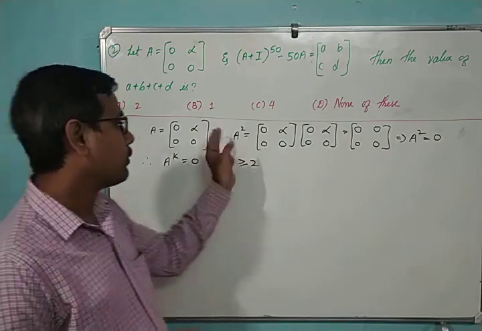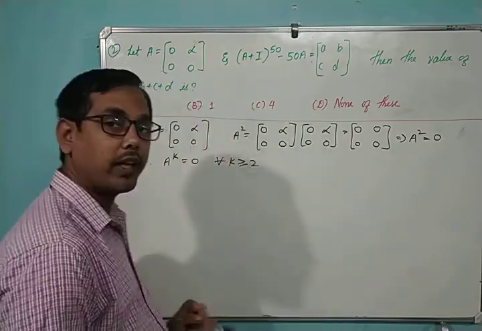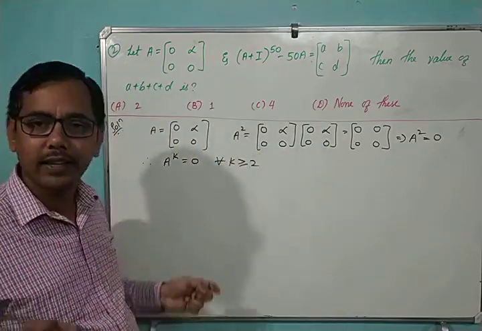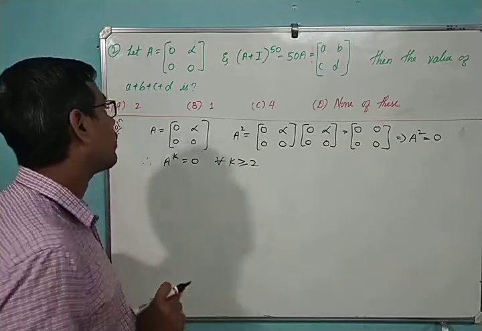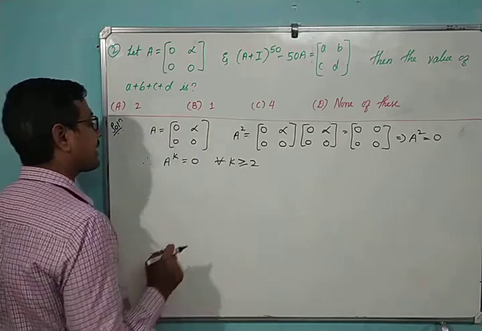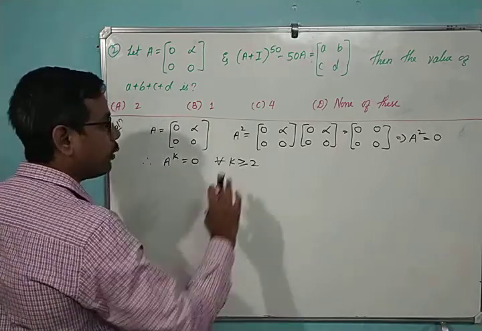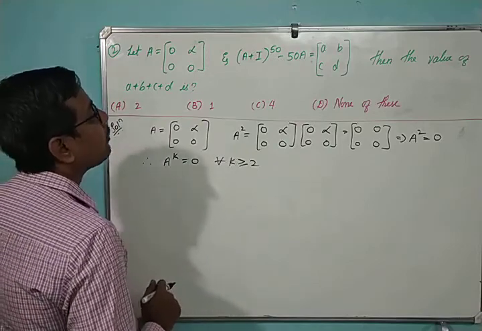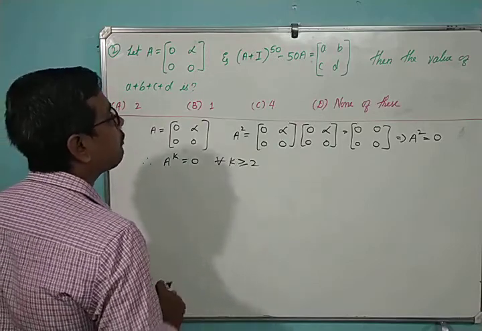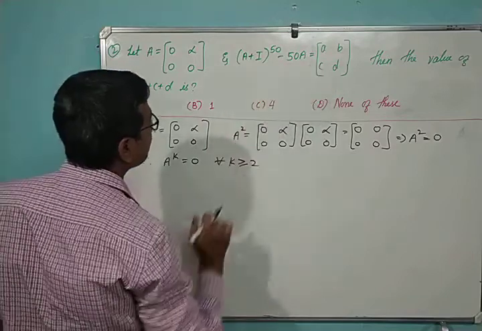When k is 2, we have seen it becomes A square, that is 0. A cube is 0, A to the power 4 is 0, and everything henceforth will become 0, for every k greater than or equal to 2. So we got the value of A to the power k. Now what we need is (A + I)^50 − 50A, which is given in this way.